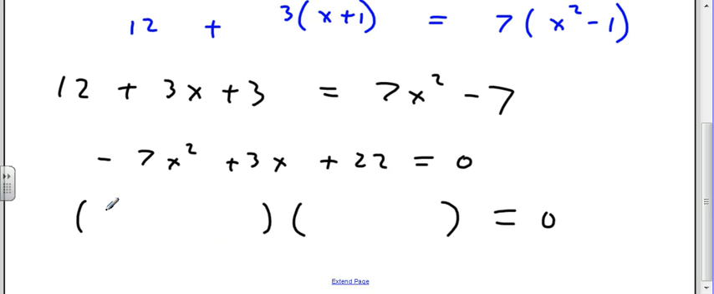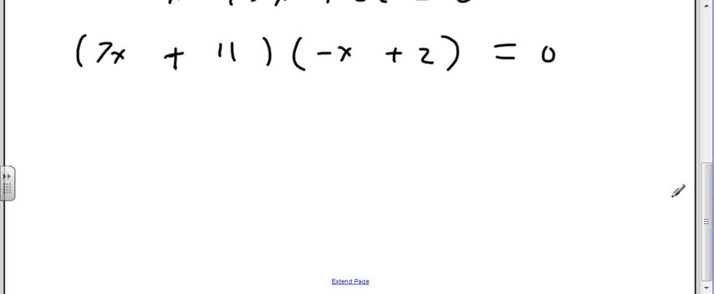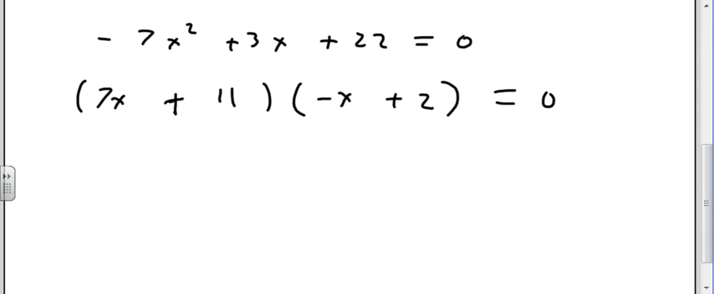All right, so now we'll probably be okay. We'll go with 7x minus x, plus 22, plus 11, plus 11, plus 2. 2 times 7 is 14. 14 minus 11 is 3. Okay, so I messed up a minus sign the first time through.